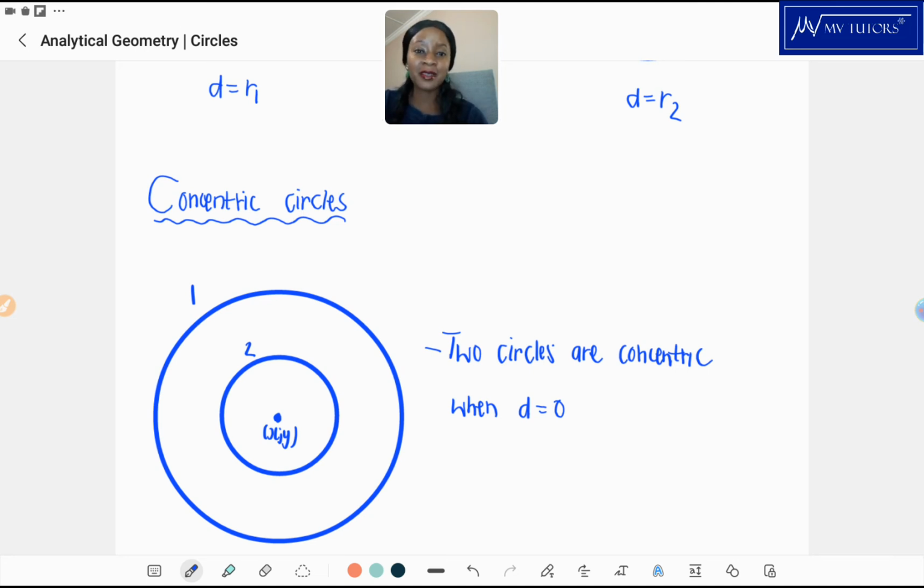So just be careful about that. If they ask if circles are concentric, they're referring to this. They have the same center, meaning the distance d between their centers is 0.